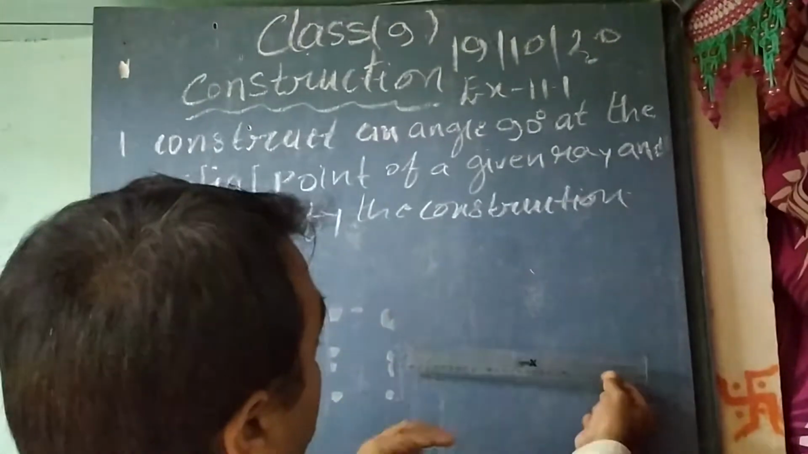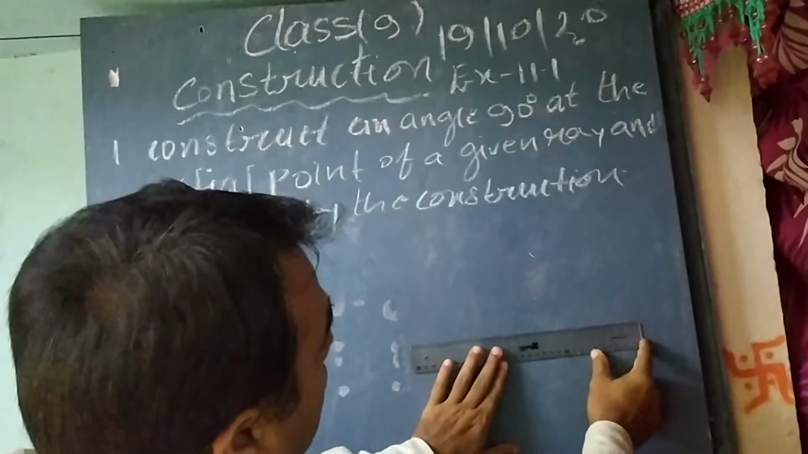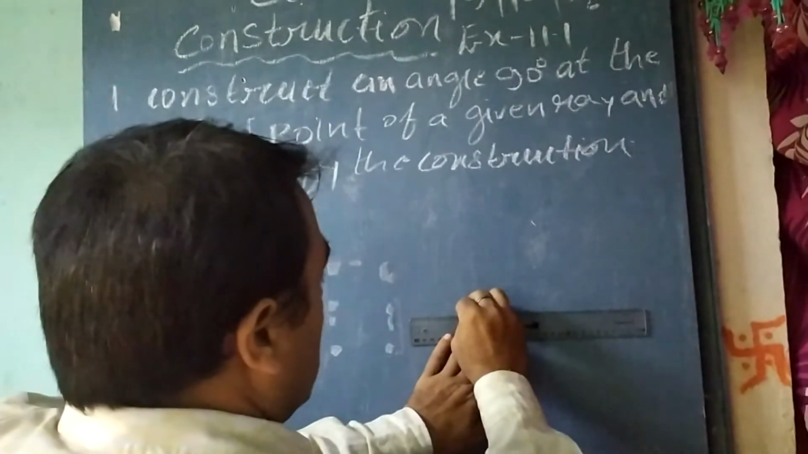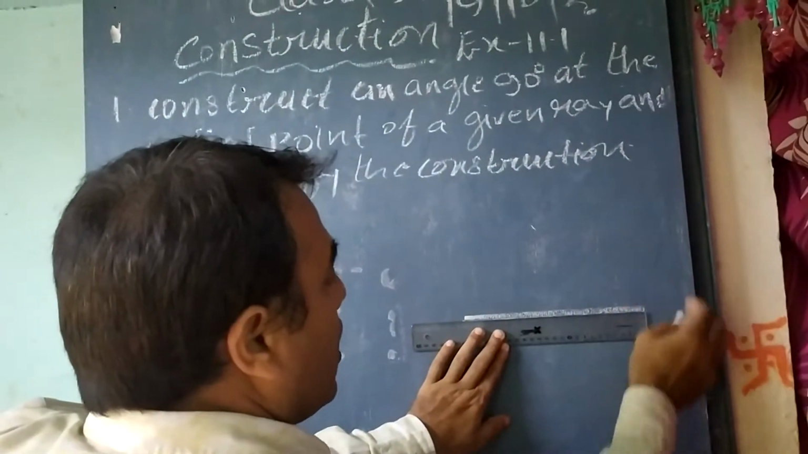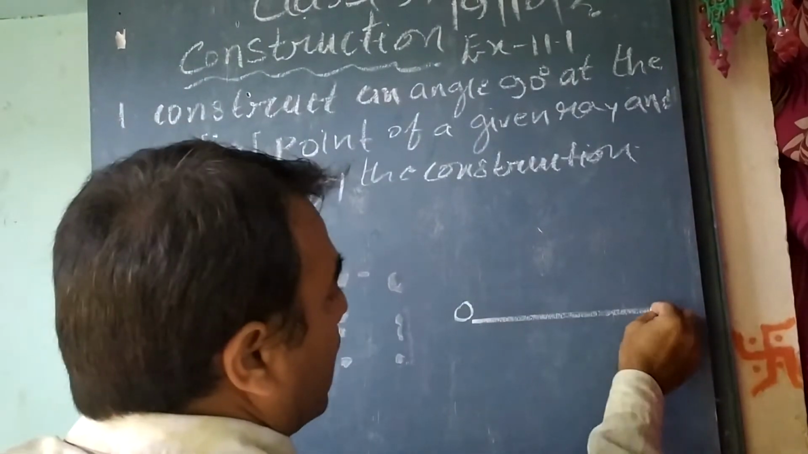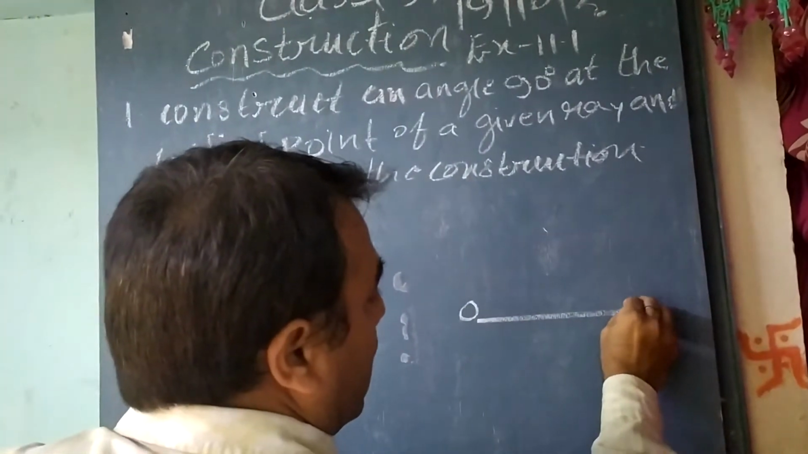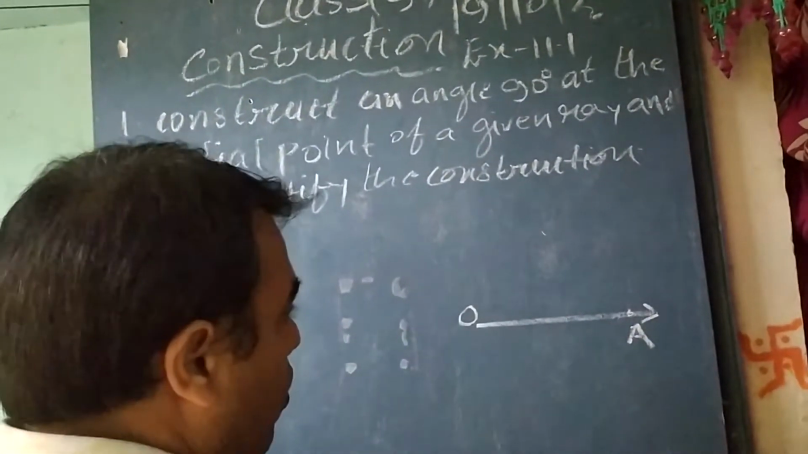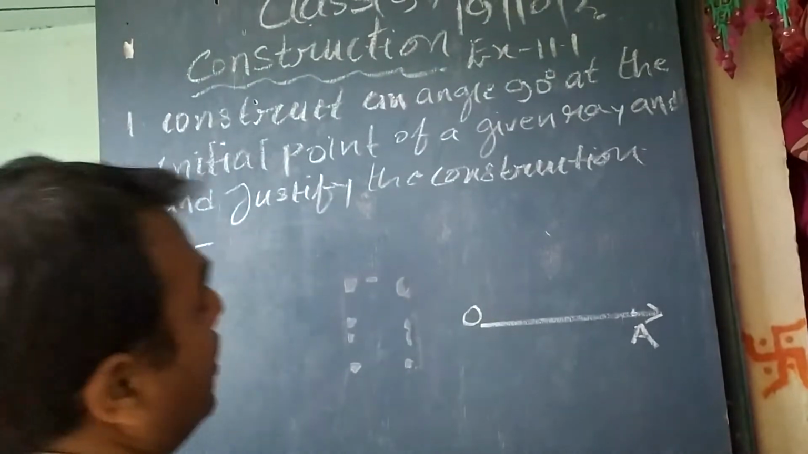Here I am taking a ray. This is ray OA, where O is the initial point. On this ray, from initial point O, I have to construct a 90 degree angle.